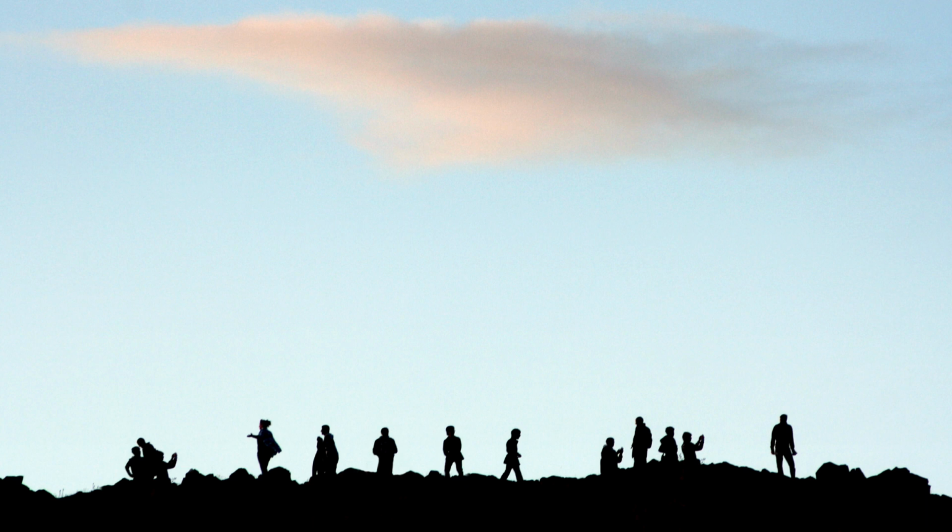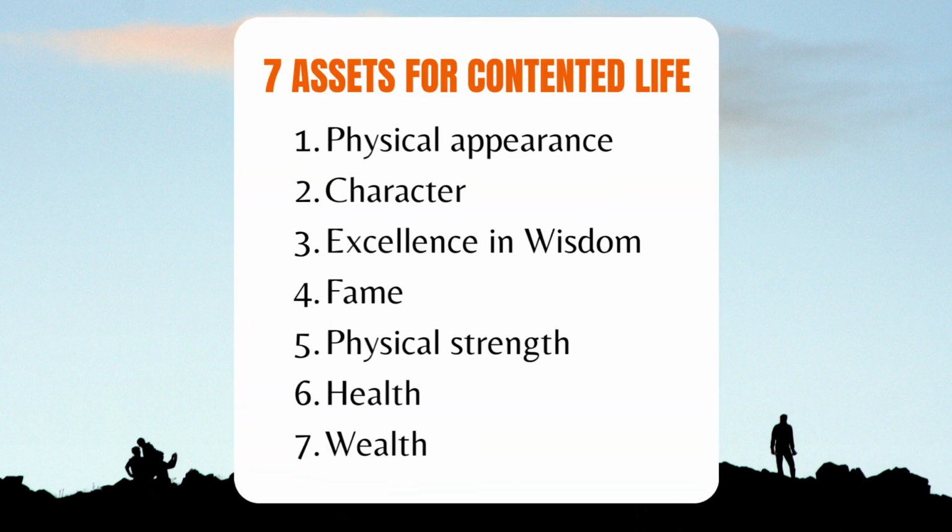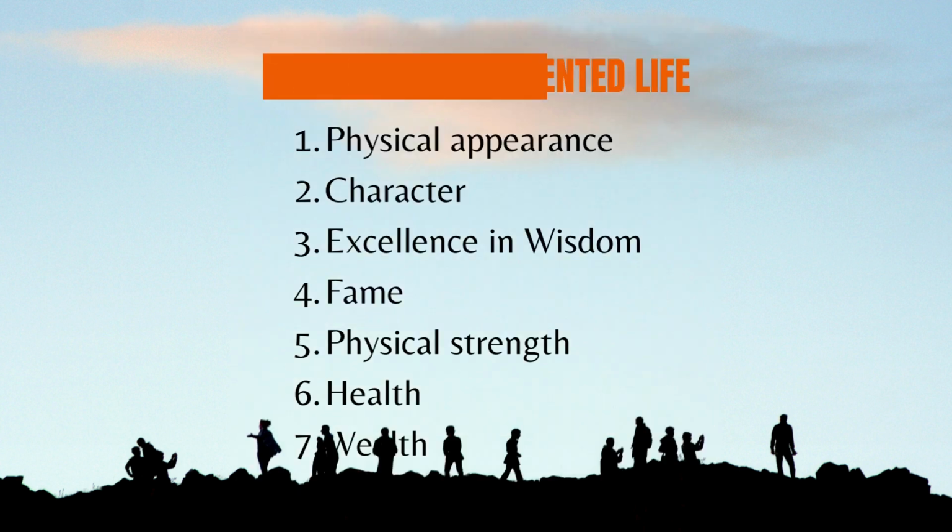There are 7 assets which are a must for everyone to lead a contented life. But they are not the same in everyone. Some may be more valued and respectful than others. If they remain the same in all, there won't be any difference and disparity among people. The 7 assets are physical appearance, character, excellence in wisdom, fame, physical strength, health, and wealth.